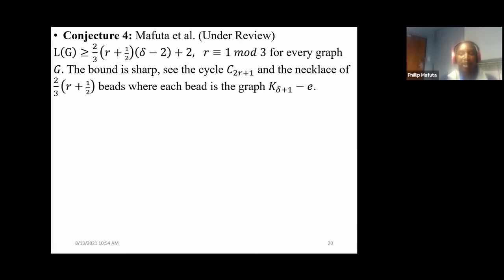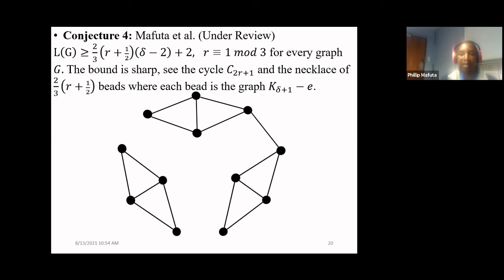We see that the conjecture is sharp as shown by the cycle C two r plus one of order r plus one, the necklace of beads, where each bead is K delta plus one minus an edge. Here I will give you an example of a necklace of beads. So that you are seeing there is a bead K4 minus an edge. Now we want to form a necklace. So we add other beads and we join by an edge. We add an edge there. We add an edge there. That's now a necklace you can put on your neck, that graph there.